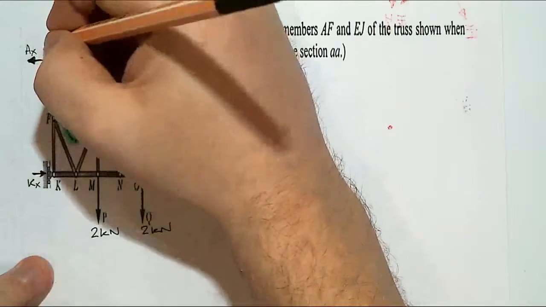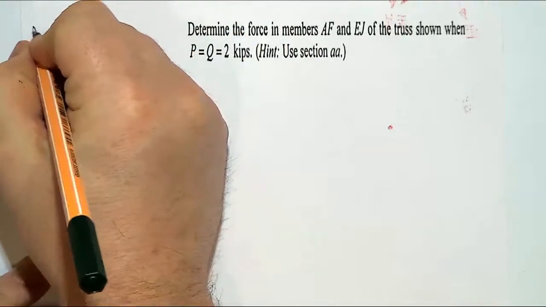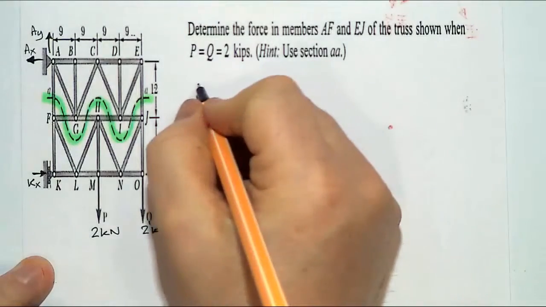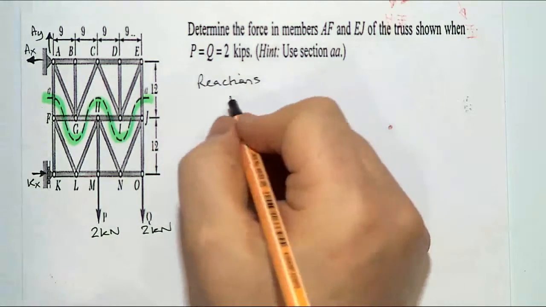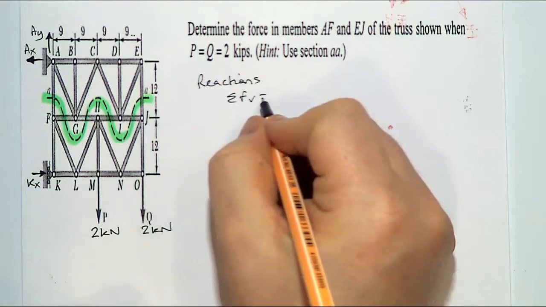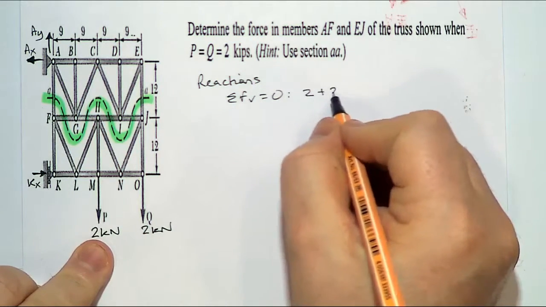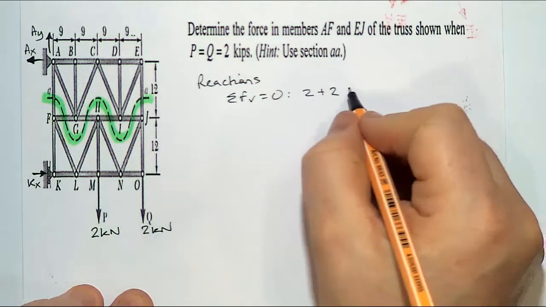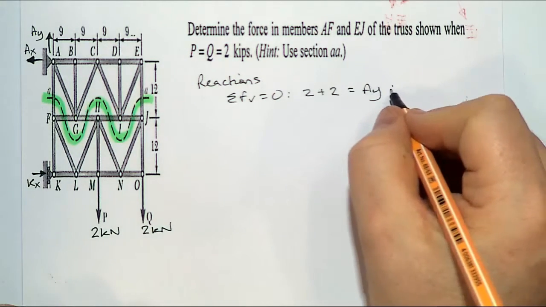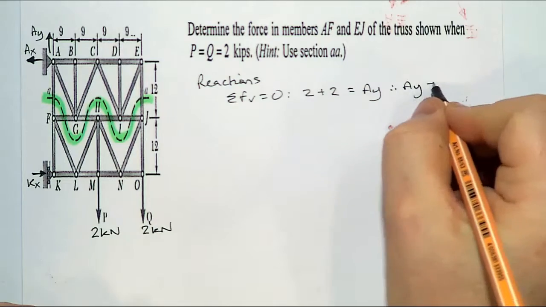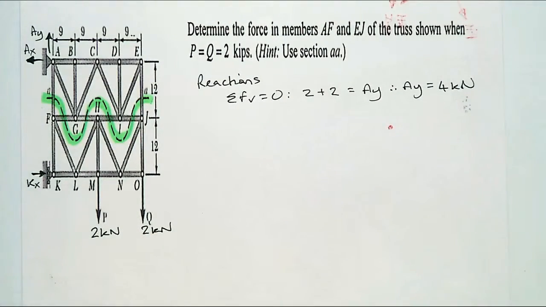And you've got an AY here. So consider the reactions. If we did sum of forces vertically, we've got 2 and 2 coming down, and then you've got AY going upwards. Therefore, AY equals 4 kilonewtons. So we can design the reaction.